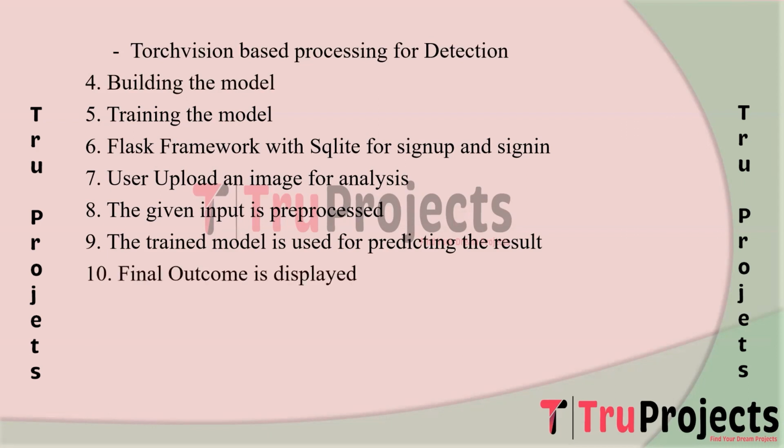Final outcome is displayed. The prediction or analysis results generated by the model is then displayed to the user within the application. This outcome includes information such as the likelihood of leukemia presence in the image or a classification label indicating the presence or absence of leukemia cells.